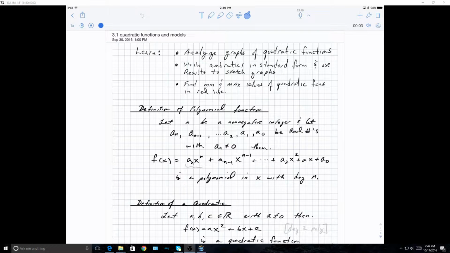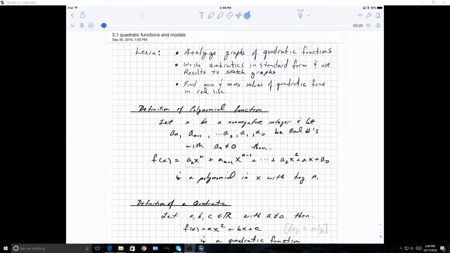3.1, quadratic functions and models. What we're going to learn is to analyze graphs of quadratic functions. We're going to write quadratics in standard form and use the results to sketch some graphs. And we're going to find minimum and maximum values.